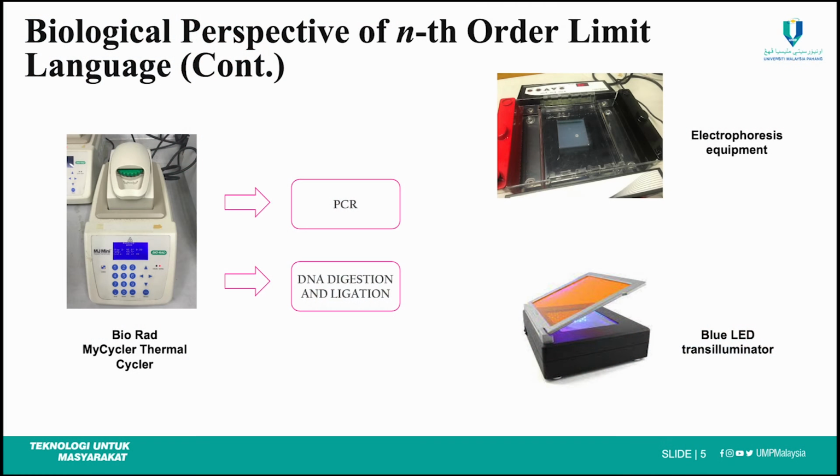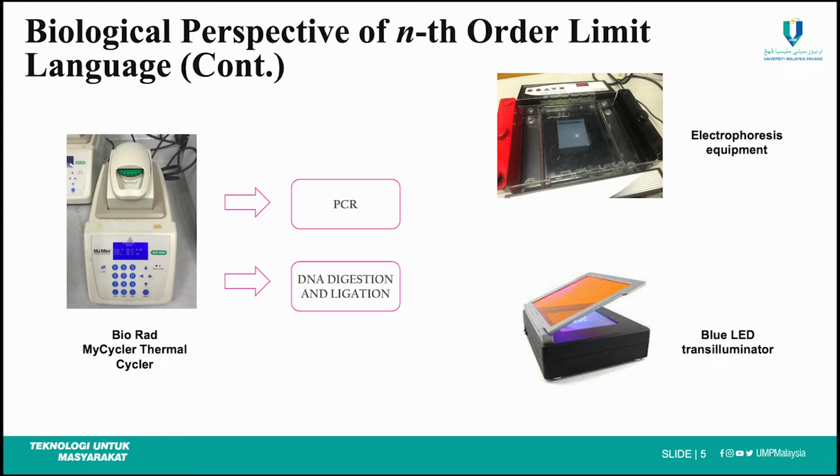Here are the equipments used in this experiment. Bio-Rad thermal cycler is used for polymerase chain reaction, PCR, process, where we generate 1,000 copies of initial strand double-stranded DNA. It is also used to keep solution which has been aliquoted into test tube under certain condition.